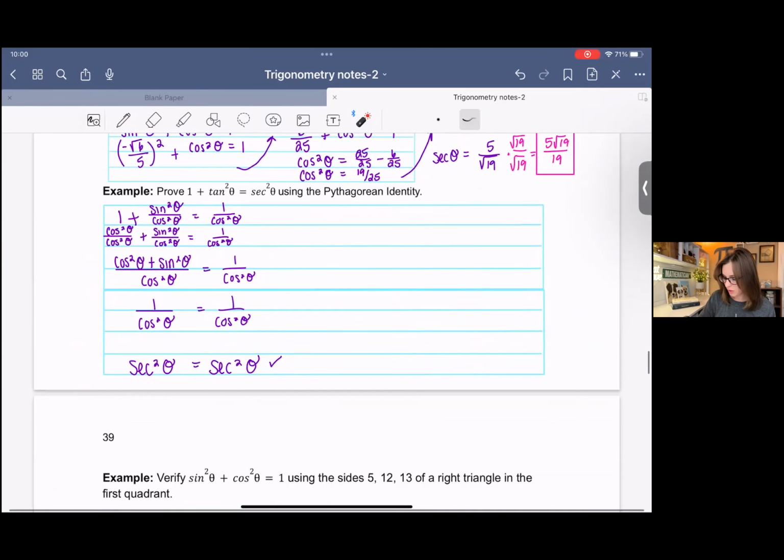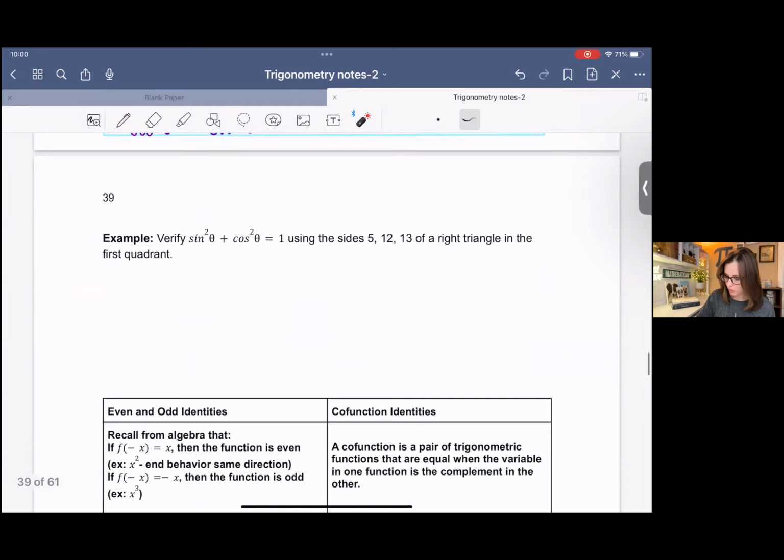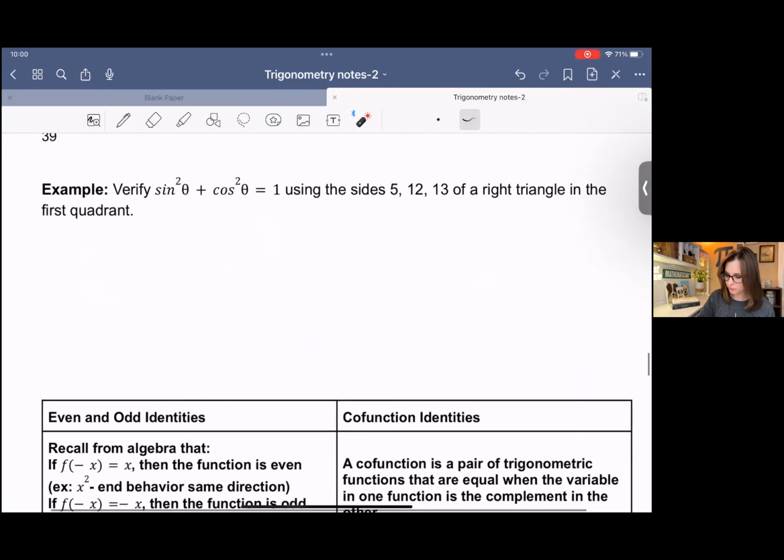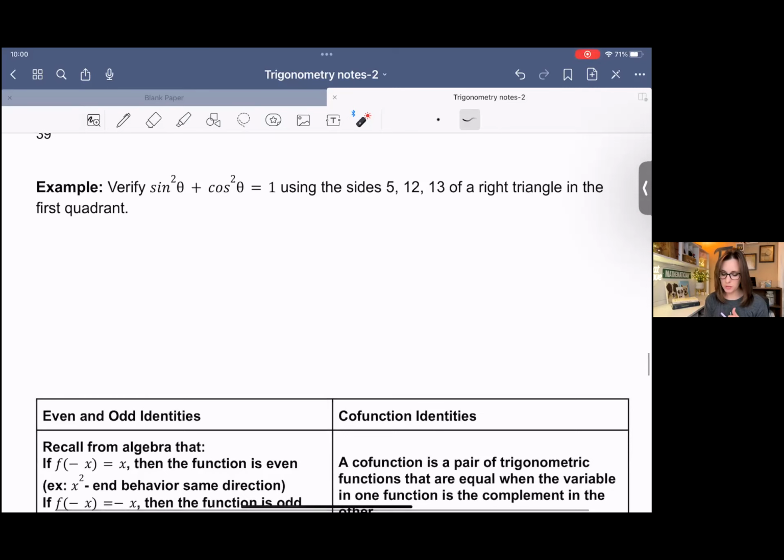I think that's awesome. All right, we have this example. Verify sine squared theta plus cosine squared theta equals 1 using these sides, 5, 12, 13 of a right triangle in the first quadrant. And remember, in the first quadrant, all functions are positive, so I don't have to worry about a negative solution here.